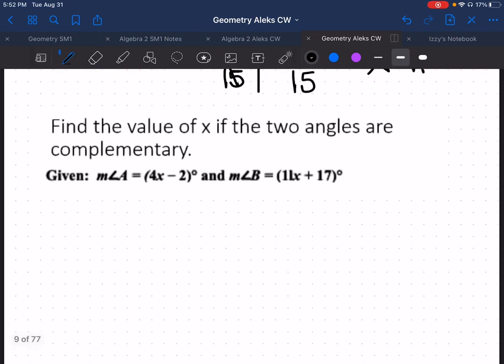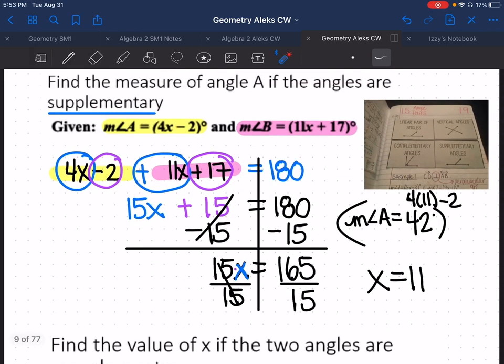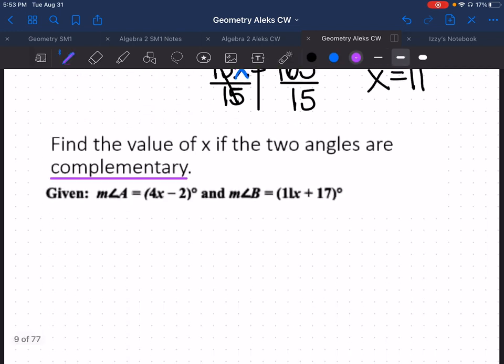All right, the last one from today is to find the value of x if the two angles are complementary. Likewise, ladies and gentlemen, I'm going to slide up my screen just really quick. I can go to this foldable. I can open up this tab right here, and it's going to tell me what to do with these complementary angles. It's going to say take angle 1, add to it angle 2, and they have to equal 90 degrees because that's what complementary means.